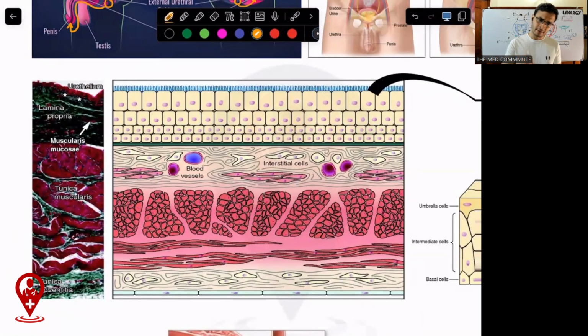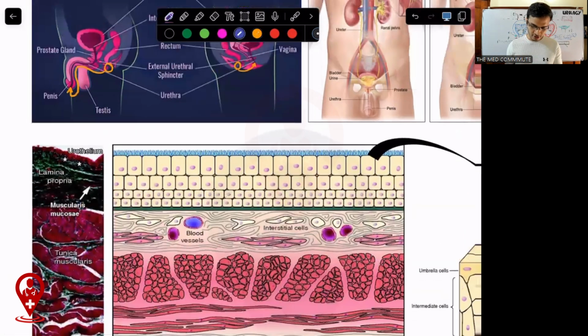This is the epithelium of the bladder as well as the proximal urethra, right? Remember we drew the structures before. So we have the bladder, something like this, and we have the neck of the bladder and finally the urethra. So all the epithelium in this initial portion is what we call the urothelium.